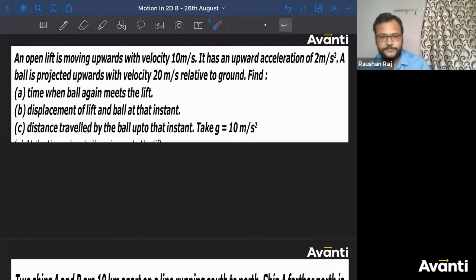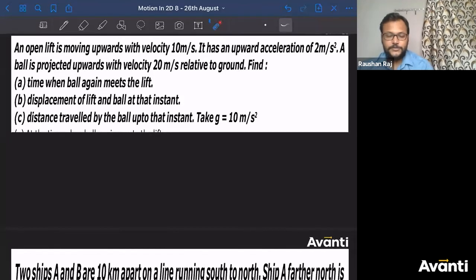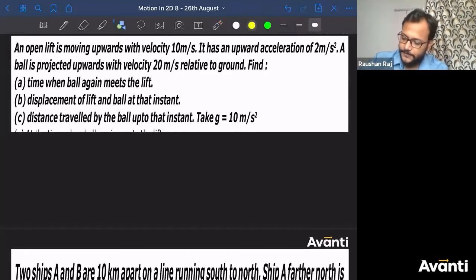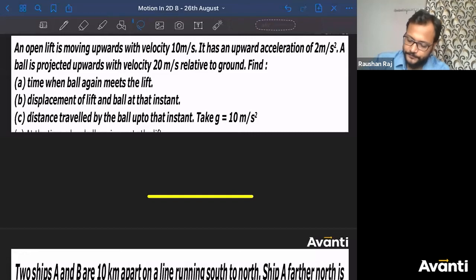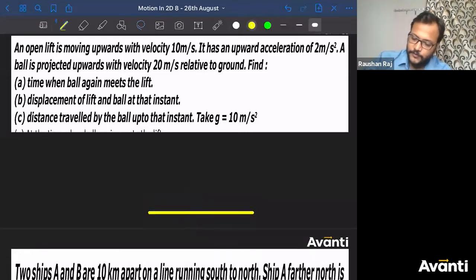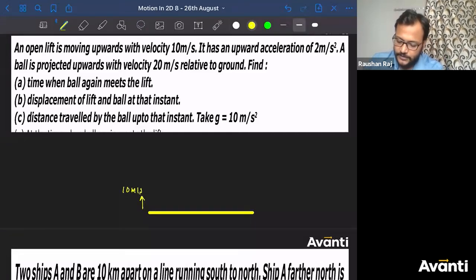All right, guys. Let me solve this for you. So there is an open lift moving upward. So let us draw that open lift here. Consider this is the open lift. This is moving upward. What is the velocity? So 10 meter per second. This is the initial velocity. Initial velocity of the lift is 10 meter per second upward direction. What is the acceleration? The acceleration of the lift is also given to us. That is 2 meter per second square.